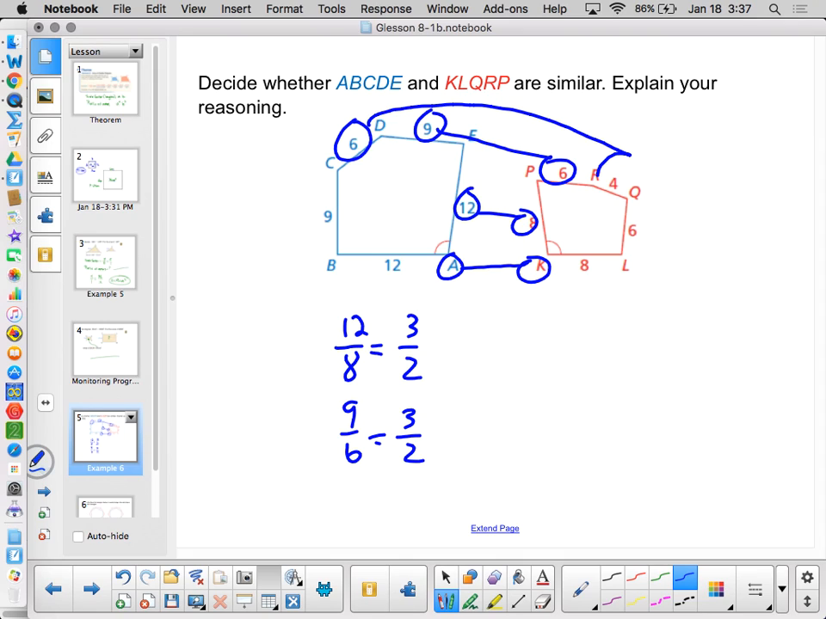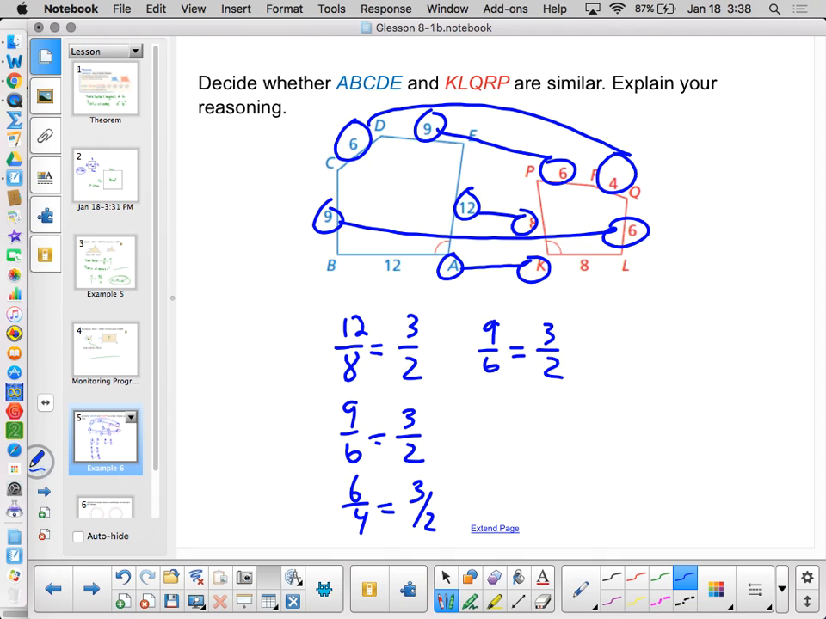Next, we go to the next sides around. 6 over 4 reduces to 3 over 2. So far so good. 9 and 6. 9 over 6 reduces to 3 over 2. And finally, 12 and 8. All the corresponding sides reduce to 3 over 2. They all reduce to the same thing. Are those figures similar? Yes.